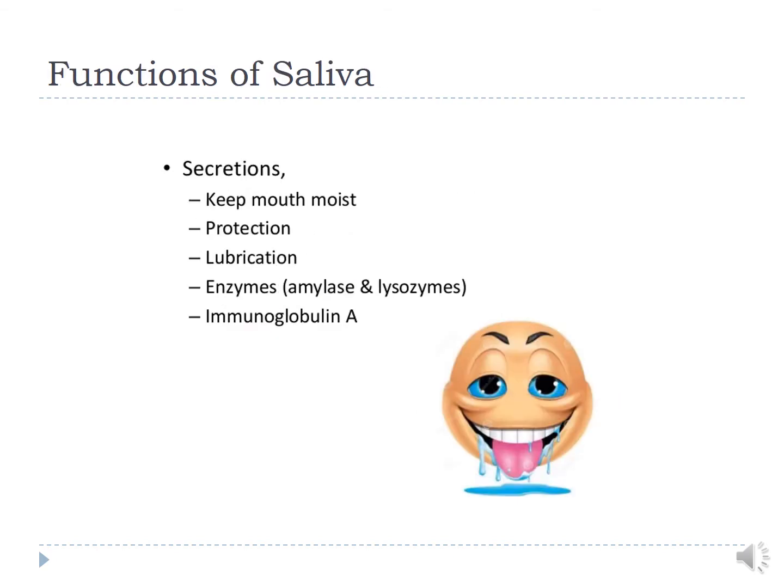What is the function of saliva? First, an important function of saliva is to keep the mouth, the oral cavity, moist. So this function gives the lubrication and protection. So how lubrication? By the secretion of the mucus, it lubricates the bolus of the food, so that we can easily ingest it.